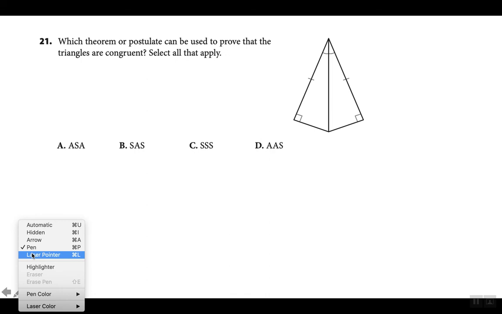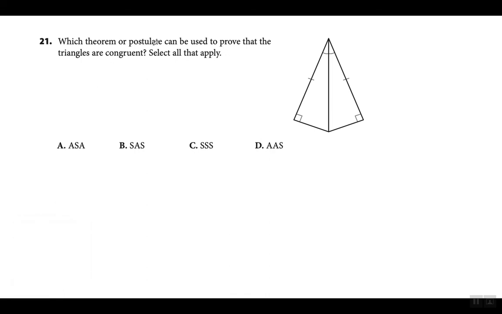It says there's more than one correct answer. All right, which theorem or postulate can be used to prove that the triangles are congruent? Select all that apply. So whenever you see select all that apply, that usually means that there's more than one correct answer.